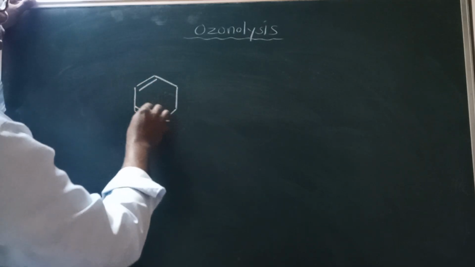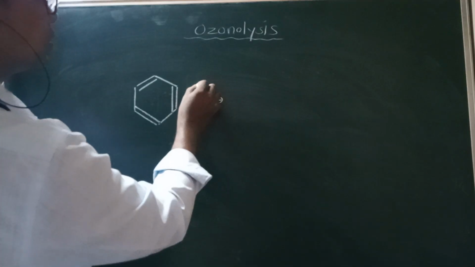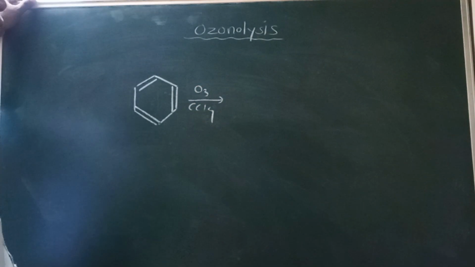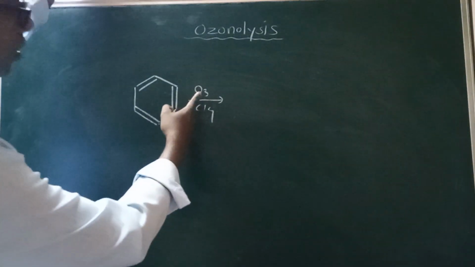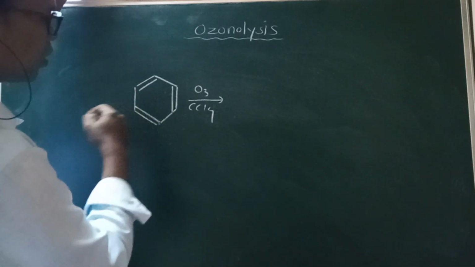Alternate carbon-carbon single and double bond arrangement. When it undergoes ozonolysis, O3 in the presence of CCl4, first of all we'll get a hut-like structure. In this case, we'll get three huts. One ozone can break two covalent bonds, so addition of ozone takes place across the carbon-carbon double bond.